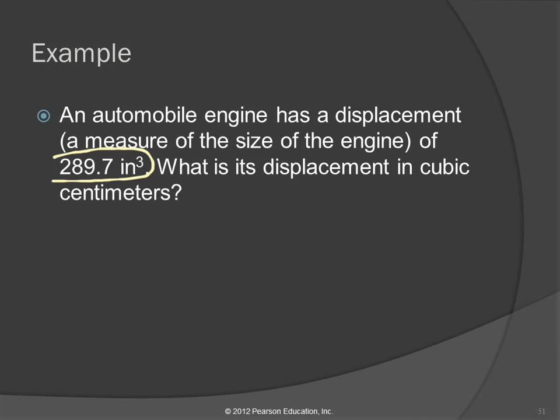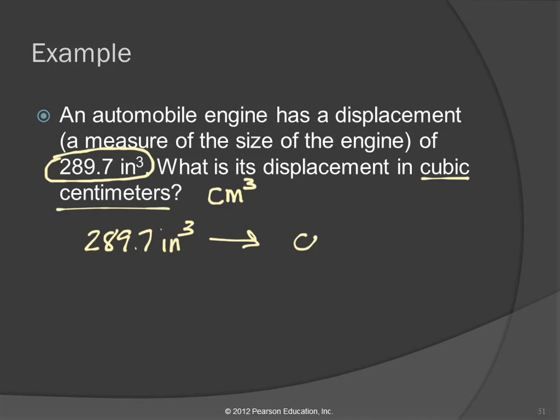So here we've got 289.7 cubic inches, and then we've got cubic centimeters. What's another way to write cubic centimeters? Centimeters cubed. So we only have one number in here, so that makes it pretty easy. We're starting with the 289.7 cubic inches, and we're going to cubic centimeters. So there's our map.